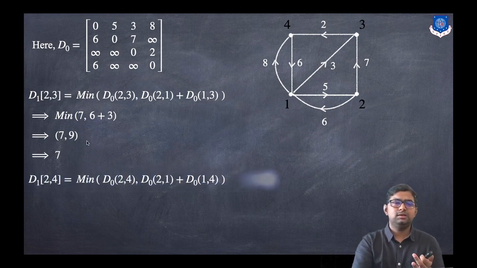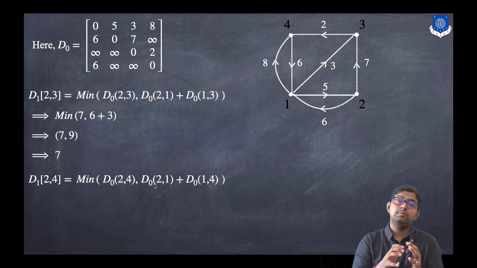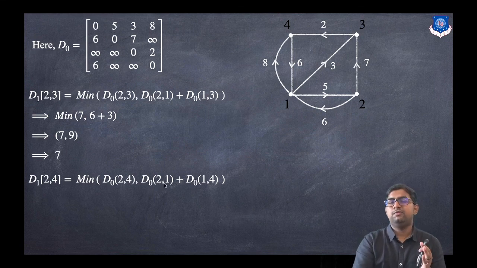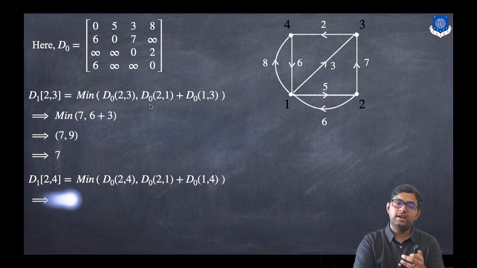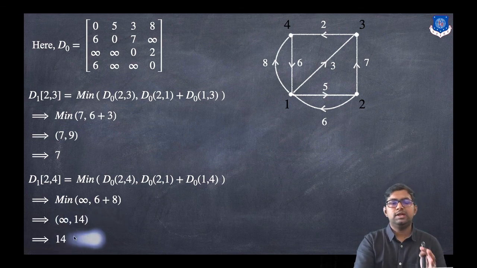Now in the same manner let us calculate this portion, that means D1 of 2 4. In the previous matrix there is infinity, which means there is no direct edge between 2 and 4. So that is the minimum of D0 of 2 4 and, now putting 1 in between, we'll check whether there is a shortest path via 1 or not. So D0 of 2 1 plus D0 of 1 4. D0 of 2 4 was infinite. D0 of 2 1 is 6, and D0 of 1 4 is 8. So the minimum of infinite and 14 is obviously 14.